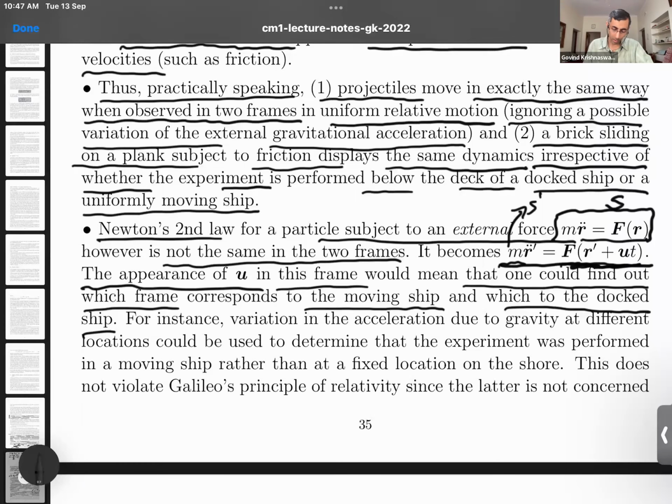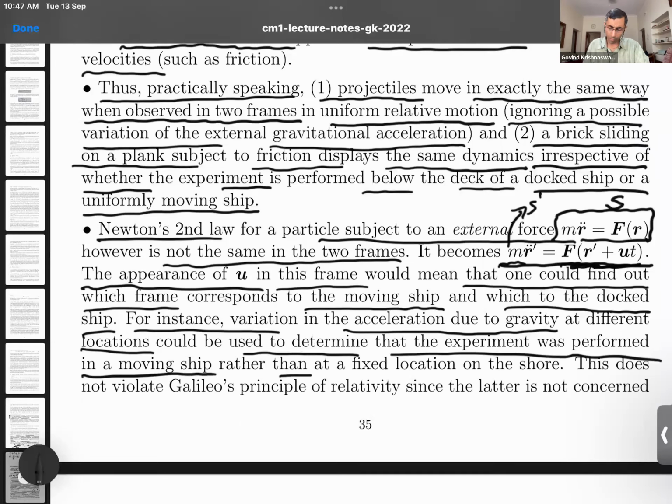So an example of an external force that would be significant here is the variation in the acceleration due to gravity at different locations. External forces that change with location can be detected. They can be used to determine that the experiment was performed on a moving ship rather than at a fixed location on the shore, because the ship would go to a new place. There the acceleration due to gravity may be different, and then the projectile would take a different length of time to fall down.